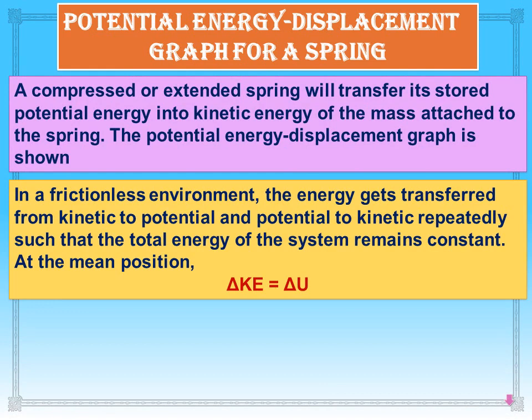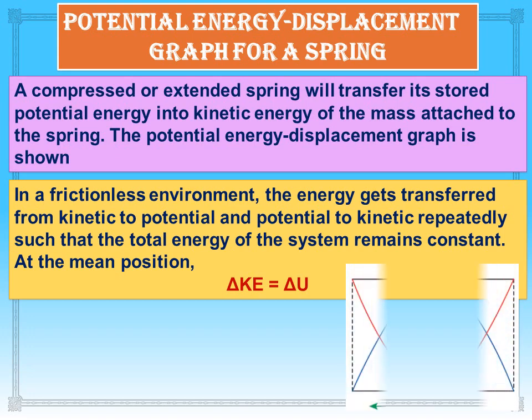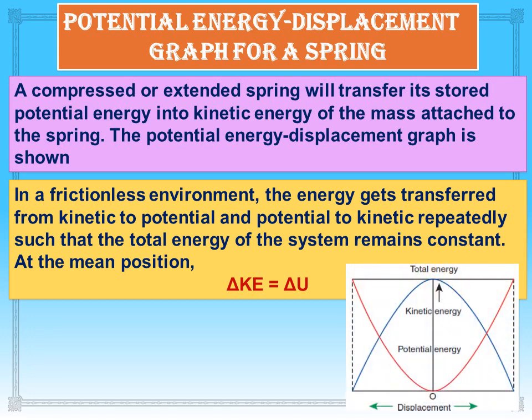Potential energy displacement graph for a spring. A compressed or extended spring will transfer its stored potential energy into kinetic energy of the mass which is attached to the spring. The potential energy displacement graph is shown here. You can see the potential energy here and the kinetic energy here. Altogether, this potential and kinetic energy total is equal to the total energy for this displacement.